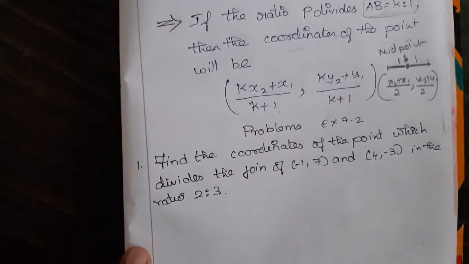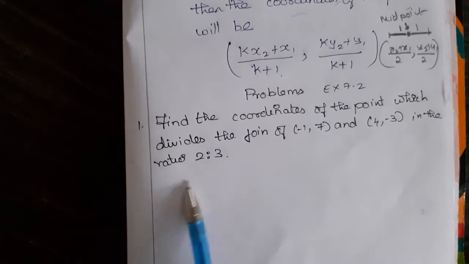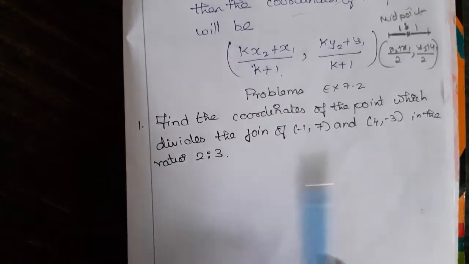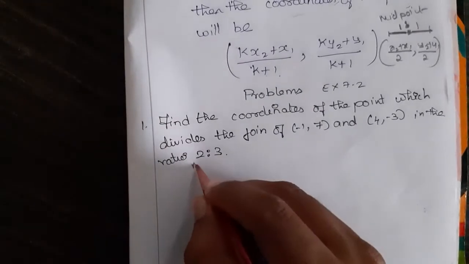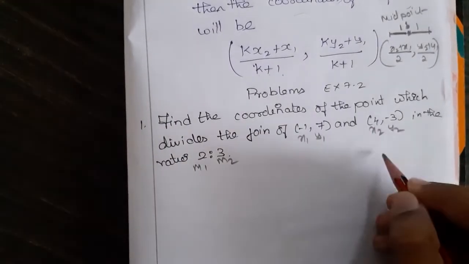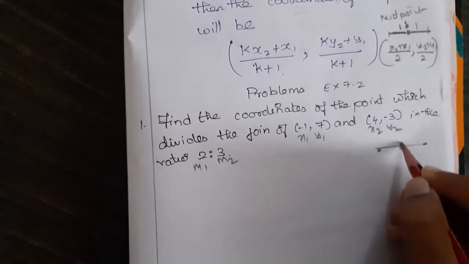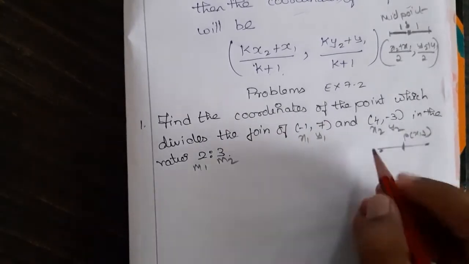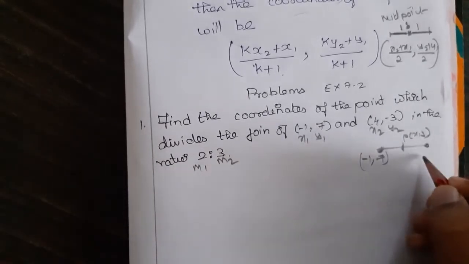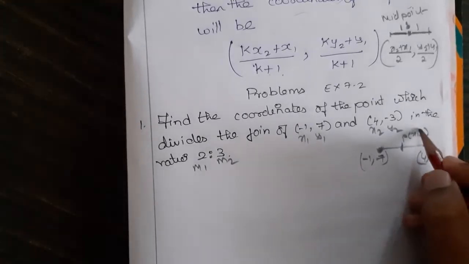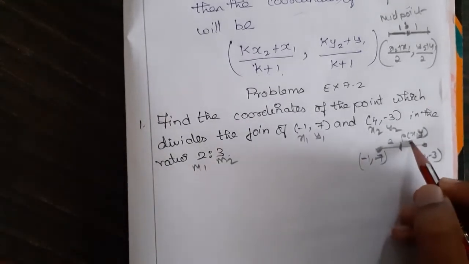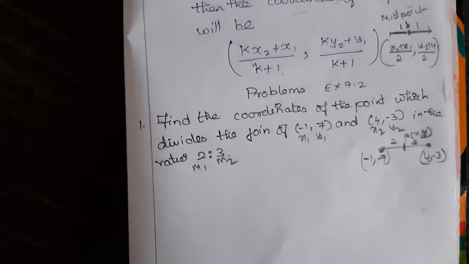So next we will go for a problem. Find the coordinates of the point which divides the line joining (-1, 7) and (4, -3) in the ratio 2:3. So this is the m1 and this is the m2. Here are the two coordinates x1 y1 and x2 y2. So these two points are here, and we have to find this point P(x, y). Consider this point as (-1, 7) and this point as (4, -3). The ratios are 2 and 3. So just by applying the formula we can find it.